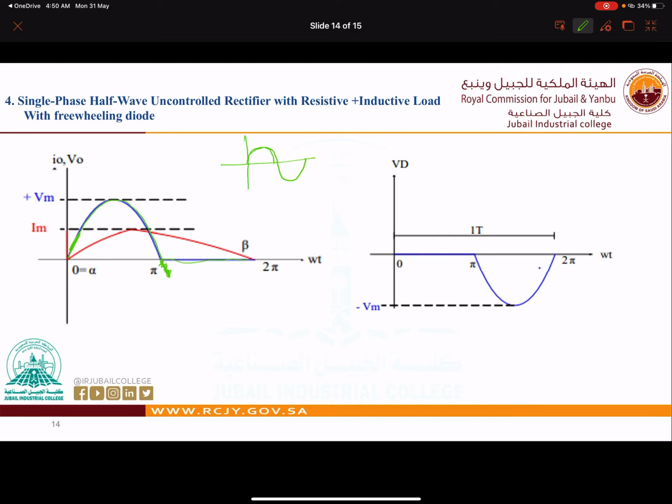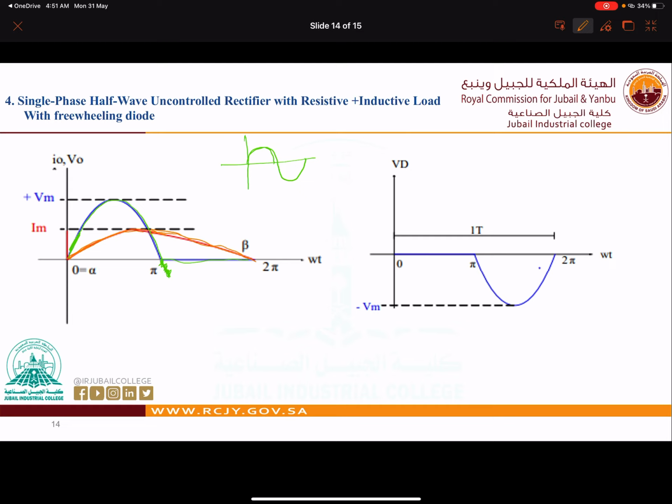Now for the current, it's different. The current is going to be smoother now. It will continue moving, because once the positive cycle is finished and the negative cycle of the supply is working, the diode is acting as an open circuit, and the inductive load is going to discharge. So this is the amount of discharge until it goes to 2 pi. Okay, so this is how the current is acting with the freewheeling diode.